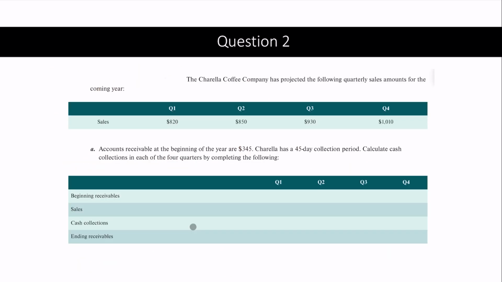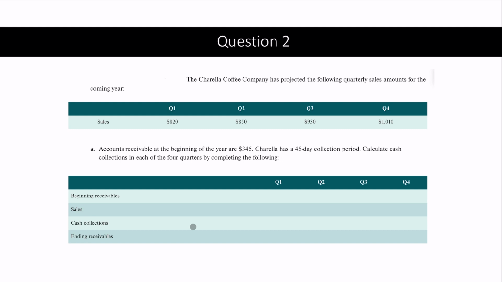So now move on to the second question. The second question is saying Sharla Coffee Company has projected the following quarterly sales amounts for the coming year. These are projected quarterly sales: 820 for quarter 1, 850 for quarter 2, Q3 is 930, and Q4 is 1,010.